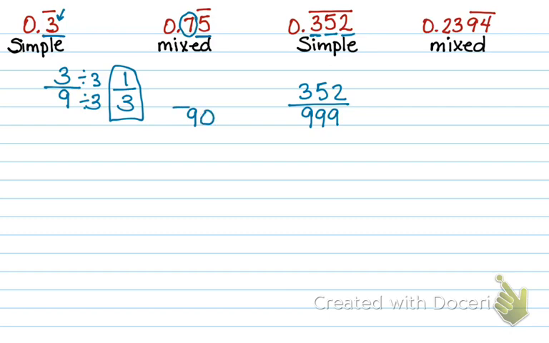Now I'm going to write the number that I have originally, 75. And I'm going to look at the number that's not recurring, and that is 7. So I'm going to take that number away from 75. So 75 minus 7 gives me 68/90. Then I would look to see if I could simplify it further, which you should be able to do.